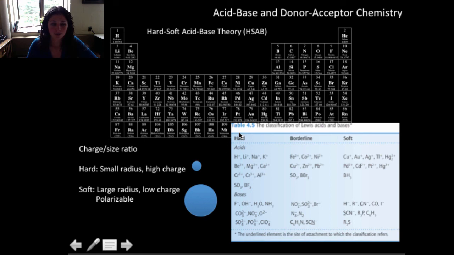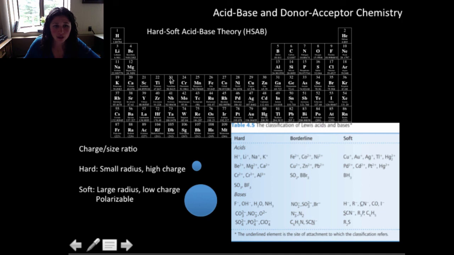And this theory says that hard acids like to bind to hard bases, and soft acids like to bind to soft bases. We also have an intermediate character called borderline, which is basically things that are between hard and soft. So if you look at the periodic table and you look at table 4.5 in your textbook, you'll notice that the things that are defined as hard acids are up towards the top left-hand corner of the periodic table. Things that are soft acids are down here toward the lower corner of the d block.